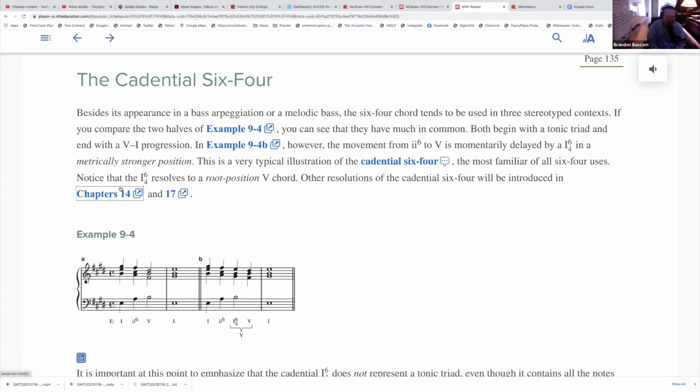Notice their bracket underneath it, telling you that it doesn't really function as a tonic triad, but it is a cadential 6/4.